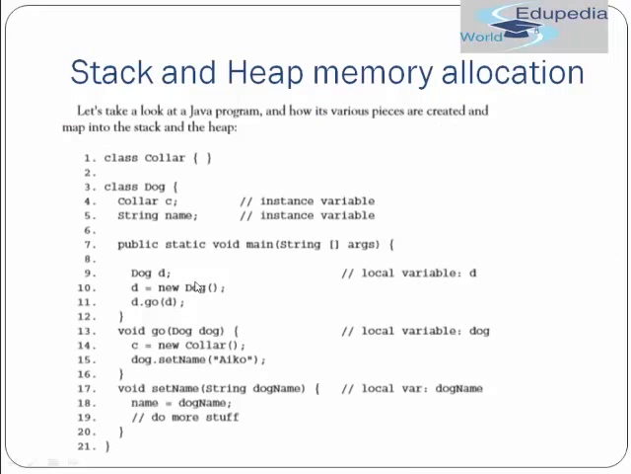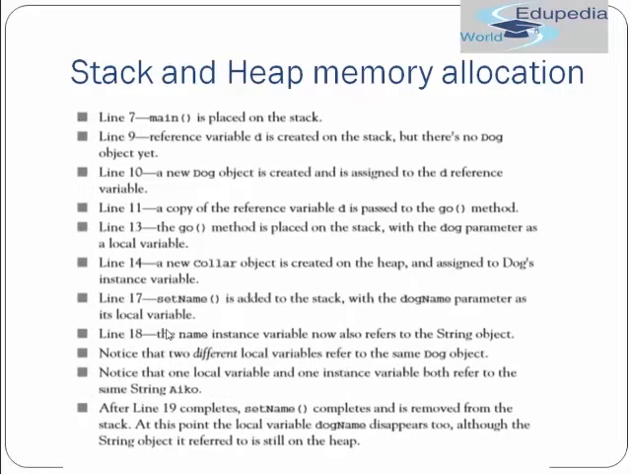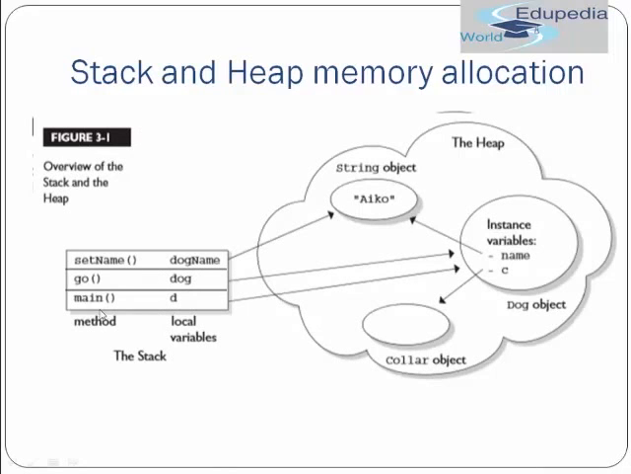Fine. So up till line number 11 only the passing is done. Then in line number 13 the go method is placed on the stack with the dog parameter as a local variable. So not just the dog variable is placed but the go method is also placed in the method stack. When we talk about stack memory, each and every method has a different stack memory, and each local variable takes a different stack memory. So there could be multiple stacks in Java memory.